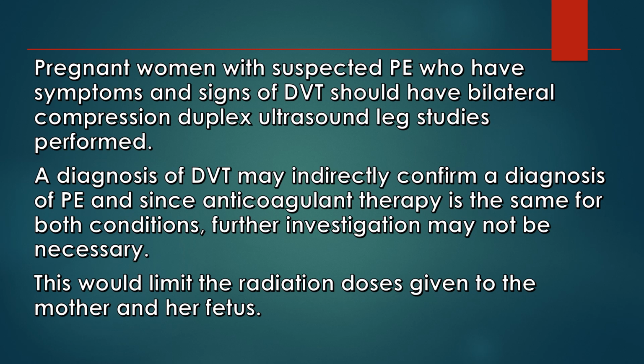Pregnant women with suspected pulmonary embolism who have symptoms and signs of deep vein thrombosis should have bilateral compression duplex ultrasound leg studies performed. A diagnosis of DVT may indirectly confirm a diagnosis of pulmonary embolism, and since anticoagulant therapy is the same for both conditions, further investigation may not be necessary. This would limit the radiation doses given to the mother and her fetus.